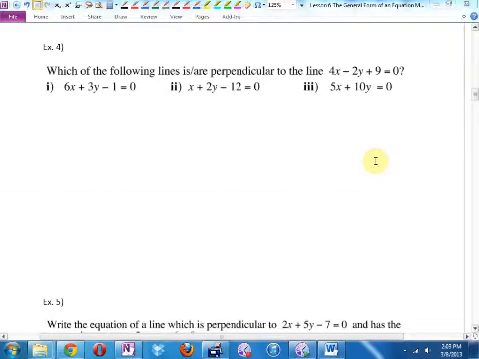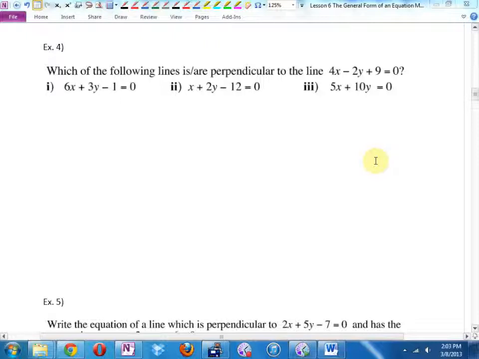Says, which of the following lines is or are perpendicular to that line right there? What do we know about perpendicular lines? We have done something with perpendicular lines. If two lines are perpendicular, what can you tell me, Ben? They're negative reciprocals. What are negative reciprocals? Word that begins with the letter S and rhymes with opes. Slopes. Okay, the slopes are negative reciprocals.